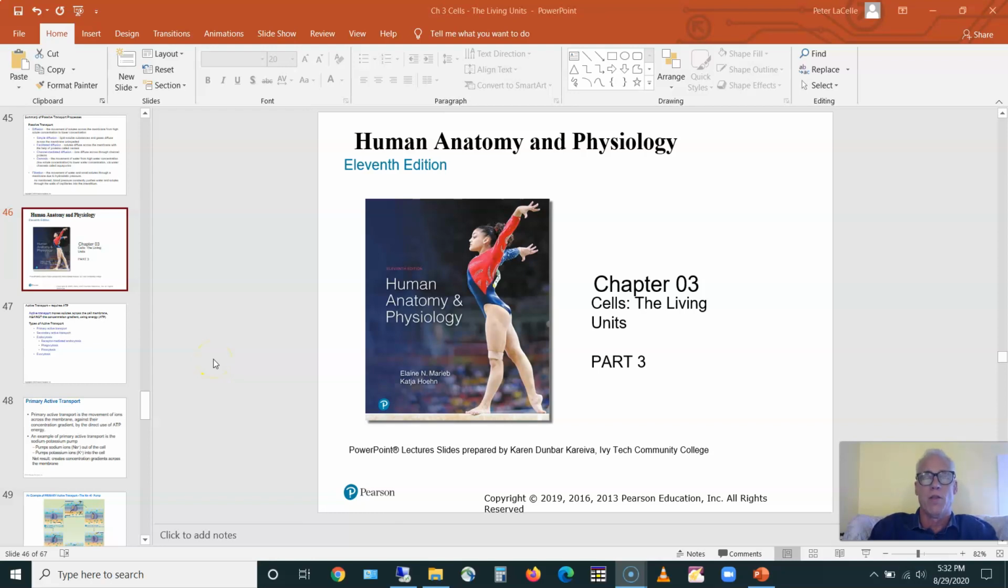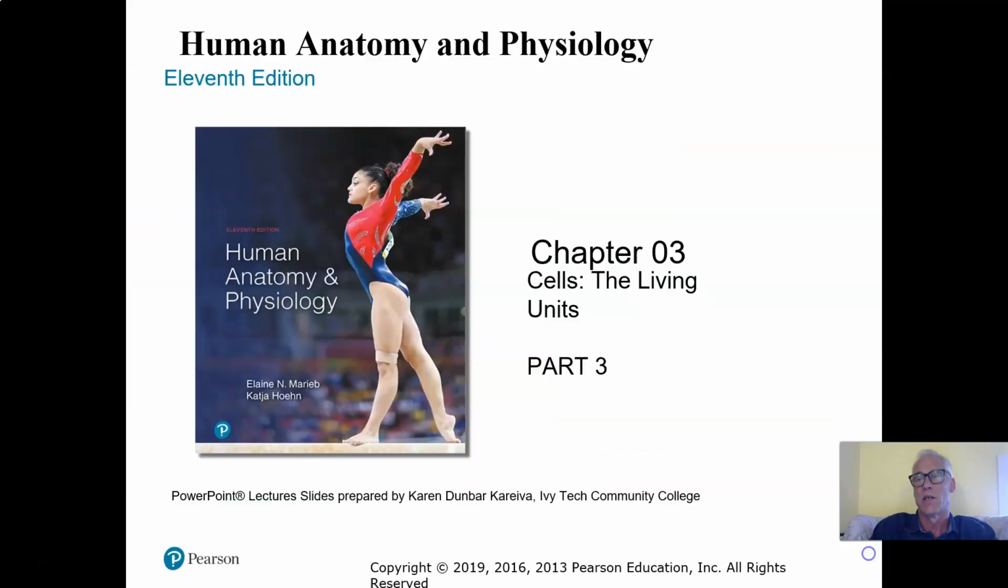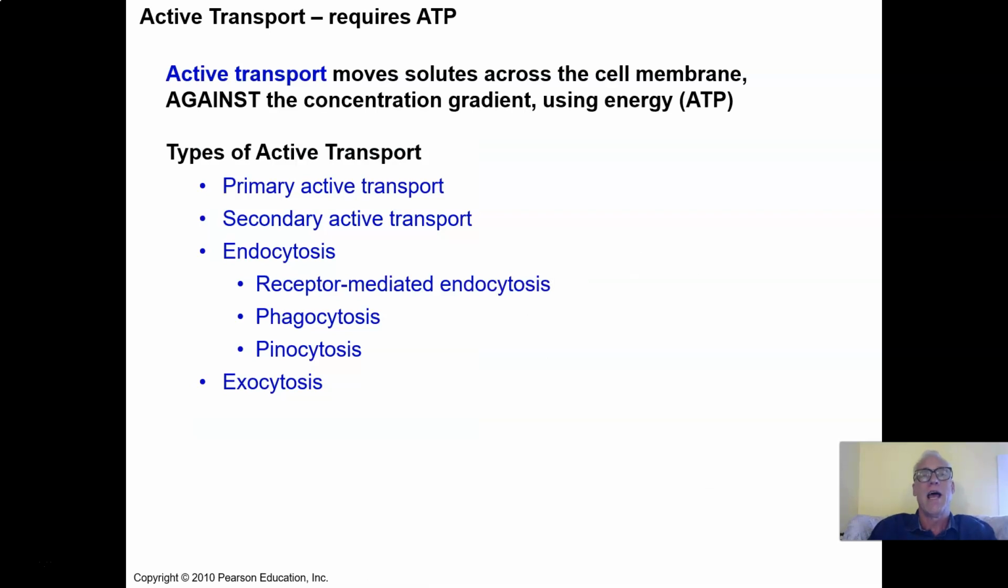This is going to be part 3 of our discussion of chapter 3 of our Human Anatomy and Physiology text. So far we've talked about the cell membrane, aspects of membrane protein function, the cytoskeleton, and a number of passive membrane transport functions. Now we're going to take a look at active transport in contrast.